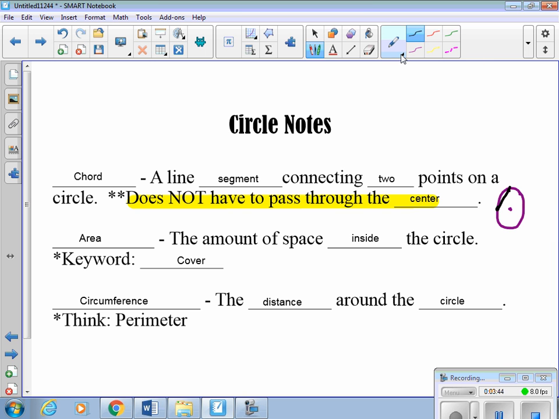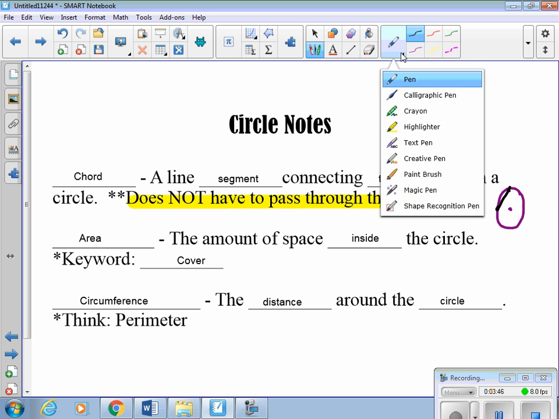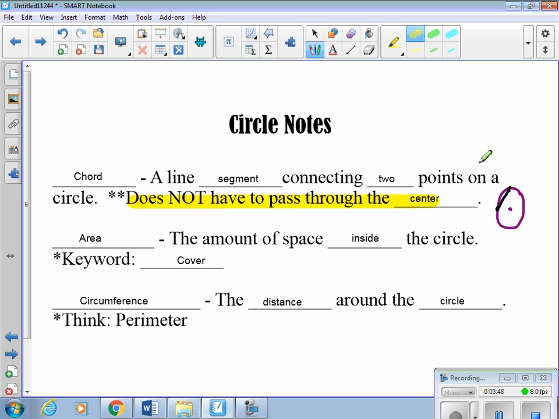Alright, you also need to be familiar with the word area. At this point, we've done it a couple times, so you should be pretty familiar with it. Area is the amount of space that's inside, and in this case, it's a circle. So the area of a circle is what is inside a circle. How much can you fit inside that circle? And your keyword is going to be something that is covering a circle shape.